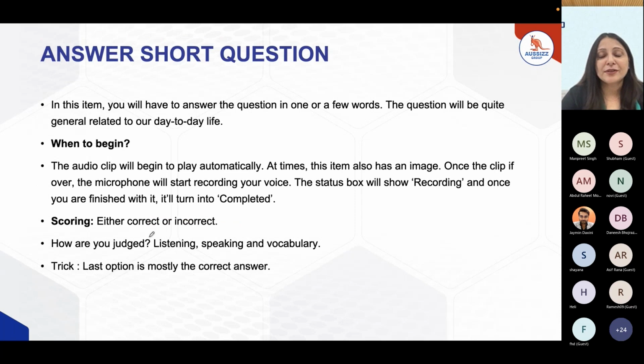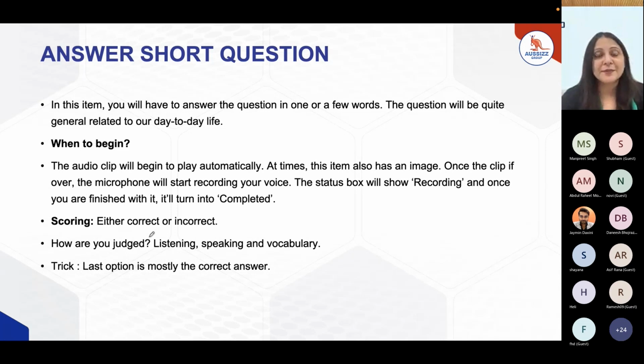Let's talk about answer short question. Very low score task. Do not worry about this task. You need not be an encyclopedia. You need not learn your GK history. There will be a very short question in front of you, and your answer will be in just one or a few words. You have to make sure you give your answer when the timer gets on, right? So when to begin? When the audio clip begins to play automatically, and at times this item also has an image. So don't get confused and give your answer in one go.